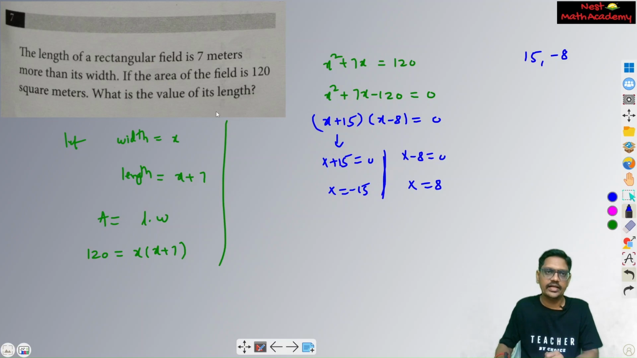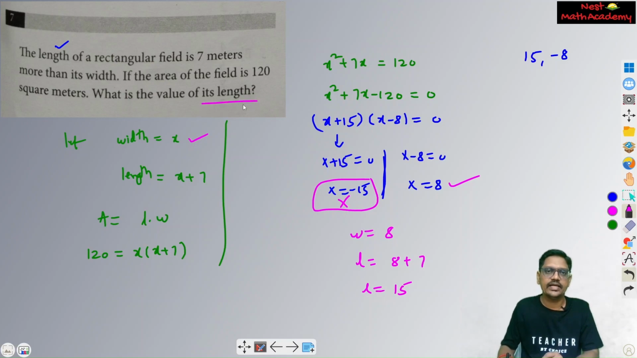We are talking about length here, so it cannot be negative. Length or width, whatever it is, it cannot be negative. So we discard this. This is not possible. Therefore we have only one option, x equals 8. If the width is 8, then the length is going to be x plus 7, that is 8 plus 7, which is nothing but 15. So what is the value of its length? Therefore the answer would be 15 meters. Okay.